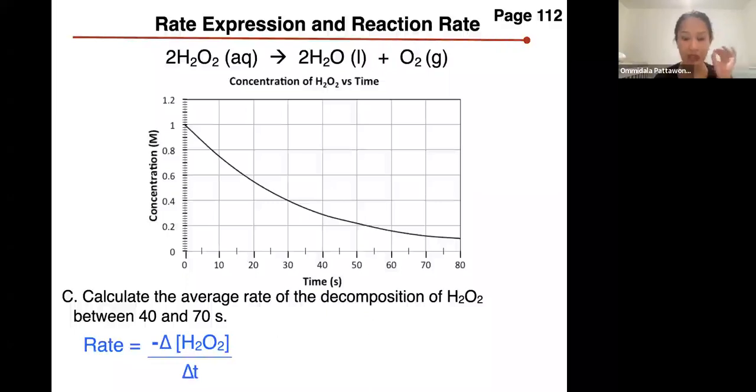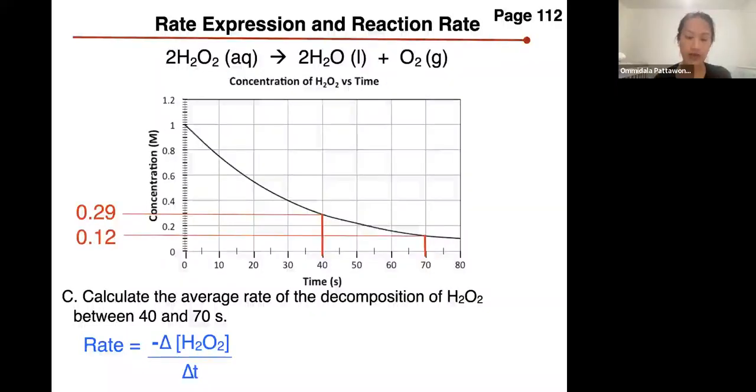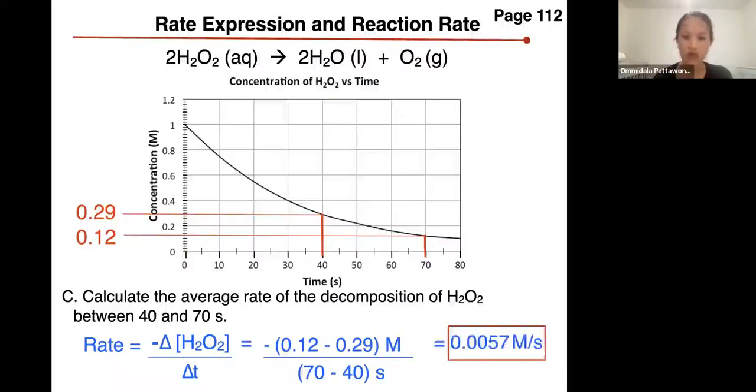We are going to use the change of the hydrogen peroxide per the change of time. So in this case, we are looking at 40 seconds and 70 seconds. If you read the concentration at 40 seconds, it's going to be 0.29. And for 70 seconds, it would be about 0.12. So if you do the calculation correctly, your final answer should come out about 0.0057 molar per second.